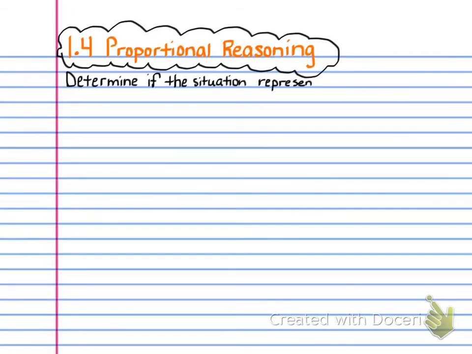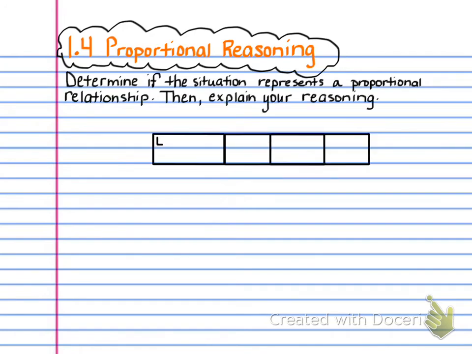Now you're going to be looking at proportional reasoning in 1.4. I'm only going to do one example on this because this section was pretty easy for us, and so I want to make sure to spend the time on the sections that were a little bit more challenging. So as you can see, it says determine if the situation represents a proportional relationship, then explain your reasoning.